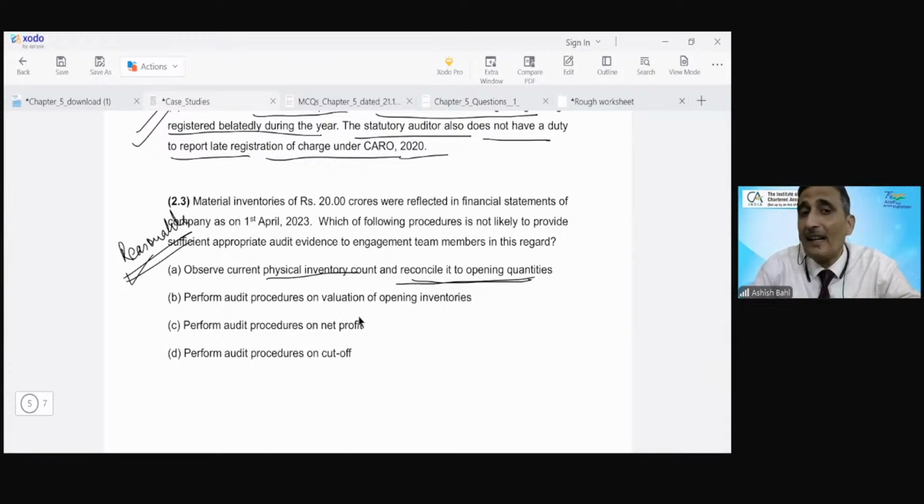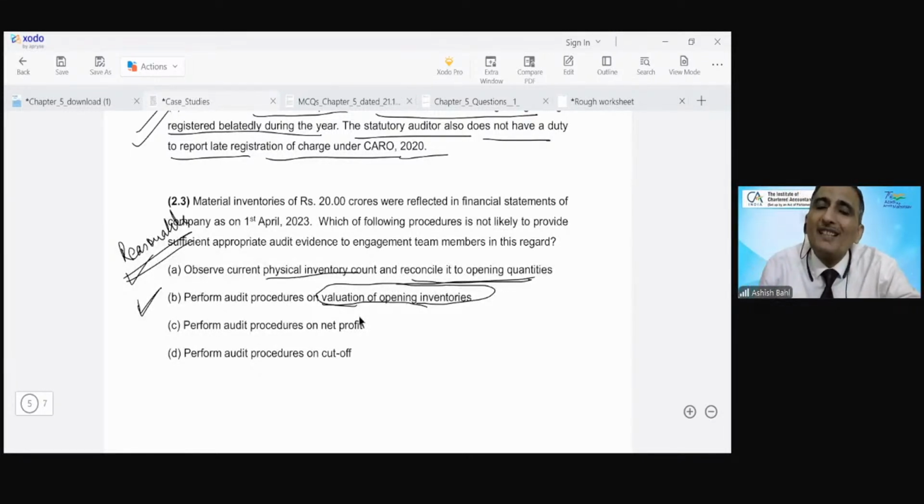Malappa, Paranjali, how are you writing A? He can do in this manner: perform audit procedures on valuation of opening inventories. Yes, he can at least check whether the valuation of opening inventories is correct or not. He has to go through papers only to see that the valuation of opening inventories is proper and was done in accordance with the accepted accounting principles and the accounting standard.